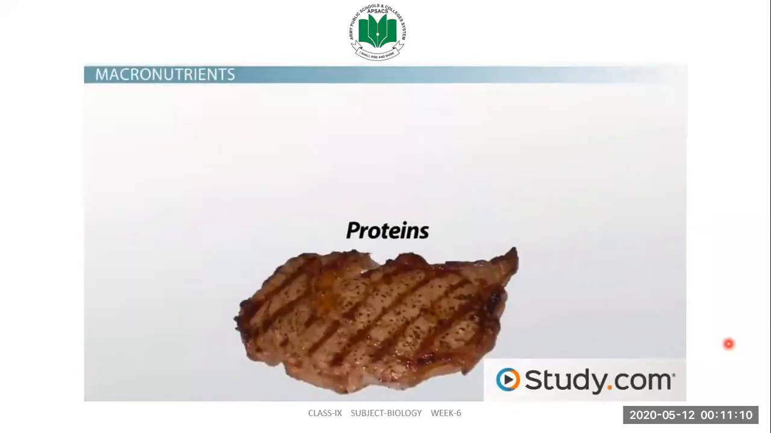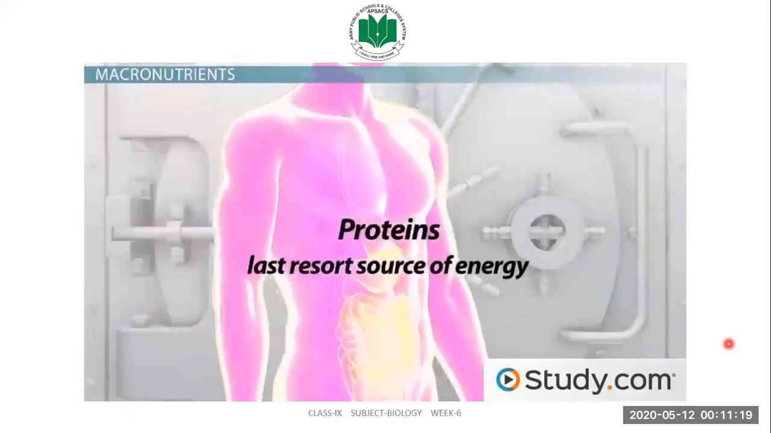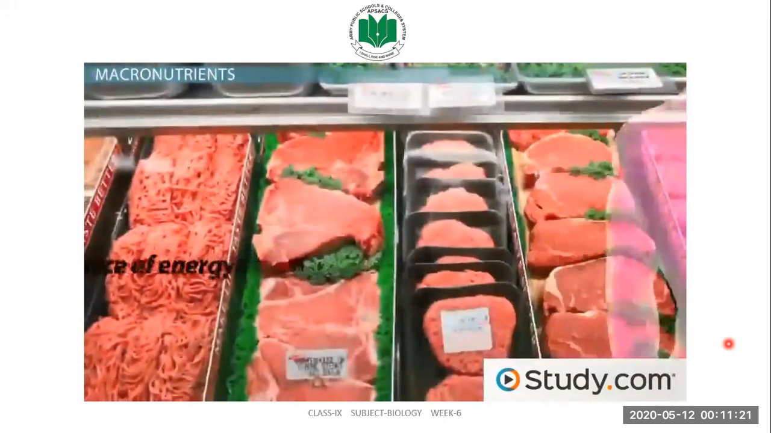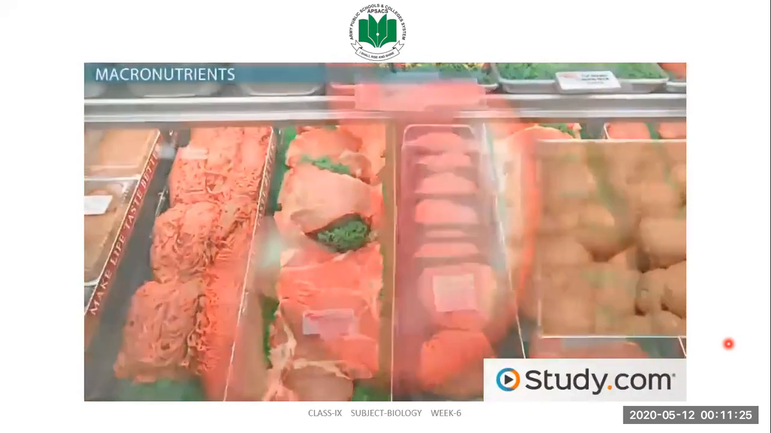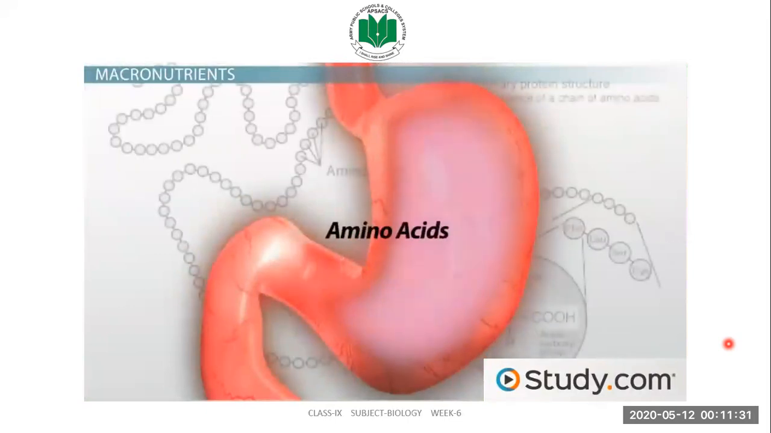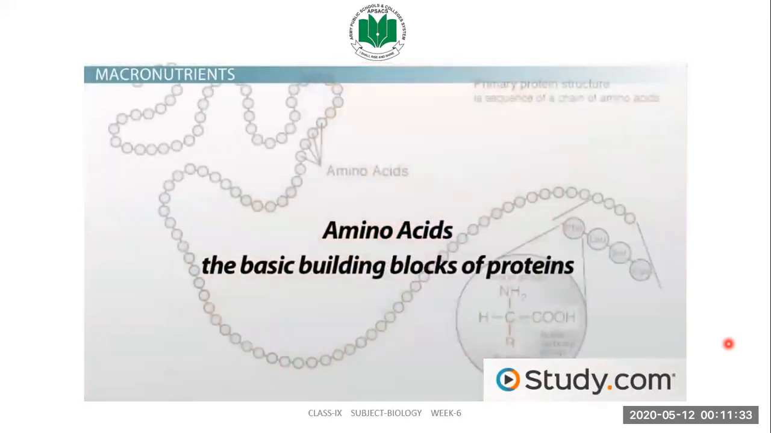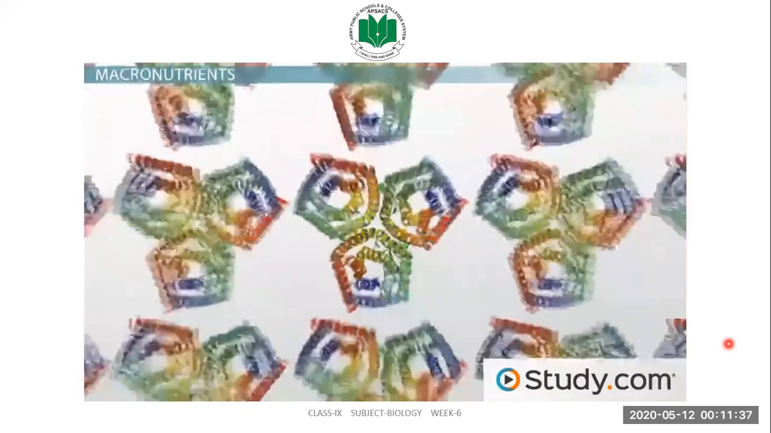As for proteins, they do contain calories, but because proteins are so important for growth, development, and repair, your body uses them as a last resort source of energy. You get proteins in a variety of animal and plant foods, with meats and beans being good sources. Your body then breaks these protein-containing foods down into amino acids, which are the basic building blocks of proteins. The amino acids are then reassembled into thousands of different types of body proteins.